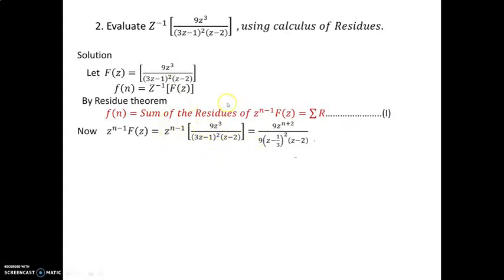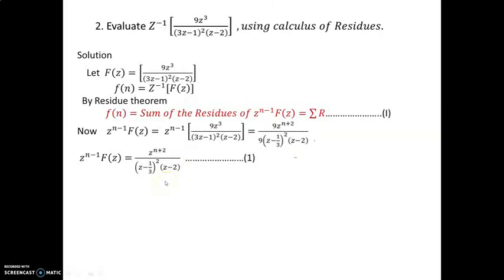Simplifying these terms, we get z^(n-1) and z^3 can be written as z^(n+2). Here taking outside the coefficient of z, we get 3 squared, so 3 squared is 9. 9 into (z - 1/3) the whole squared into (z - 2). So 9 cancels. We get z^(n-1) F(z) is z^(n+2) divided by (z - 1/3) the whole squared into (z - 2).